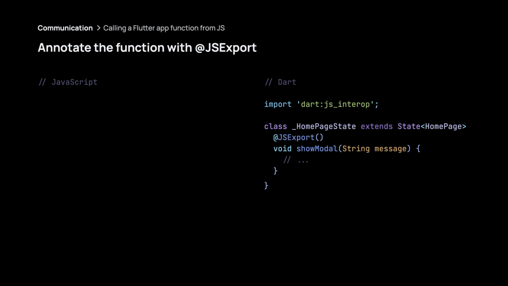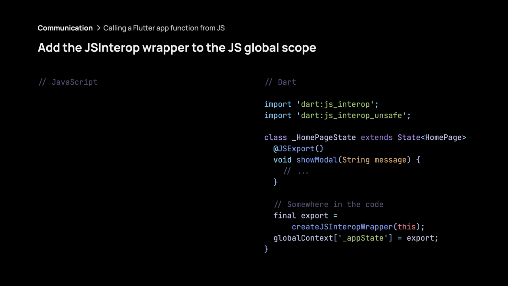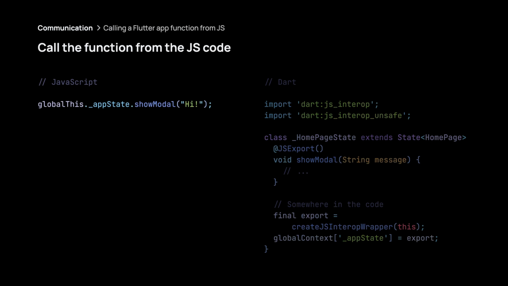And then somewhere in your code, it could be in the initState, you first export the class and you use the createJSInteropWrapper function and you pass it the class instance using this. And this createJSInteropWrapper function is available in the JS interop package. And then you set this exported version of the class to the global context and you use the set operators available in the js_interop_unsafe package. And then in the JavaScript, you call the function using the property set on the global object.